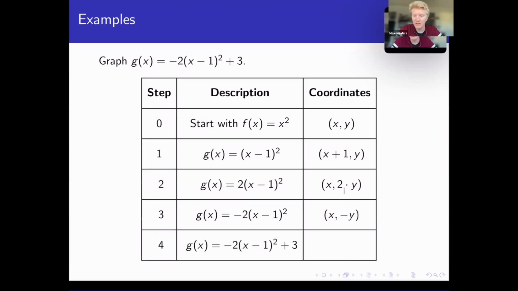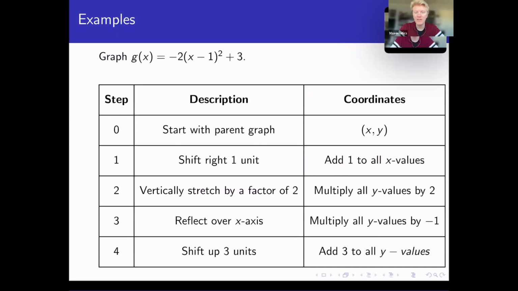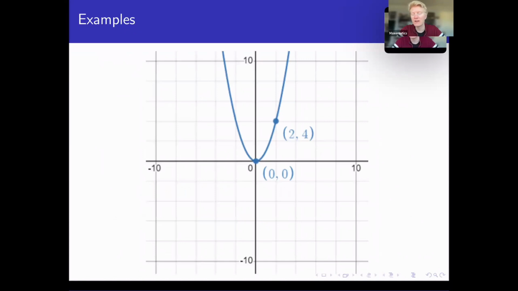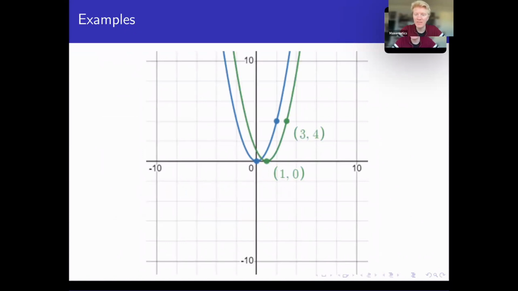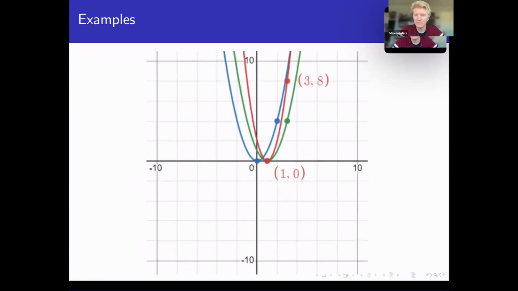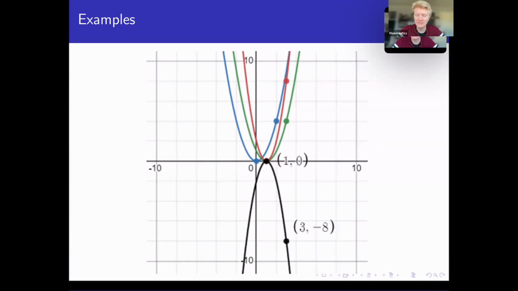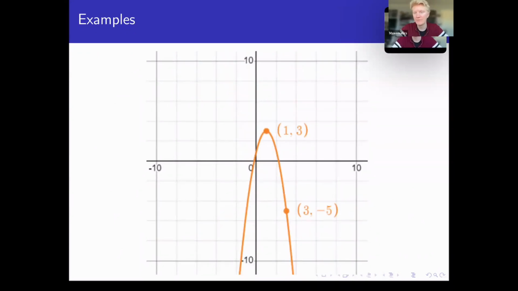Last but not least, we got the plus 3 on the outside. That's a shift up 3 units. In words, here now maybe you see why we need to do it in 2 steps. Vertical stretch by a factor of 2, reflect over the x-axis. It's hard to combine those 2 into 1 step when we're using words to describe it. All right, first thing was to the right 1, then stretch by 2, reflect over the x-axis, and then up 3. And there's our nice final version of this transformed graph.